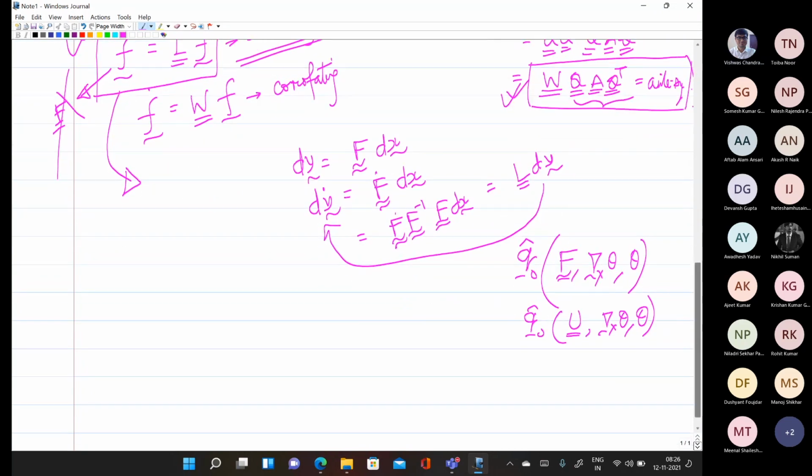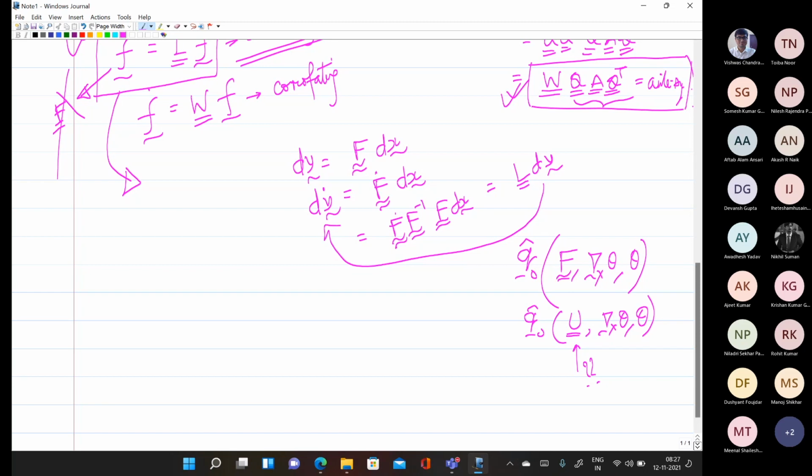But then you are asking why it should depend on U, right? Correct. Yeah, that's a good question. Mathematically, this is what we saw. And physically, why is it so? Q naught is related to, I mean, it is heat flux, right? It is giving you the heat flux, referential heat flux.